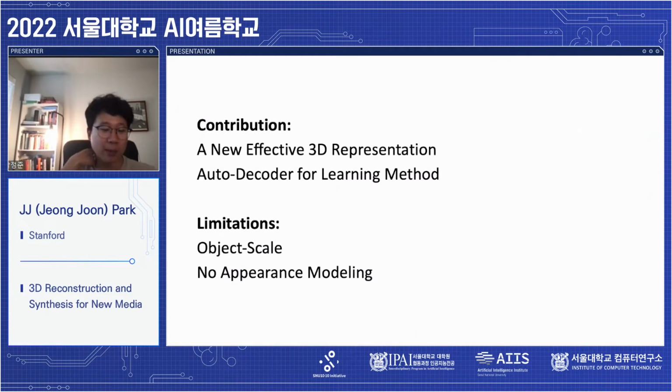So to sum up, DeepSDF is an effective novel 3D representation for generating 3D data that introduces the continuous implicit surface representation. And we also propose a probabilistic learning method called autodecoder for training 3D data without an encoder. The limitation of this work is that it's limited to object scale. And currently, DeepSDF didn't model appearance, it only models the geometry.